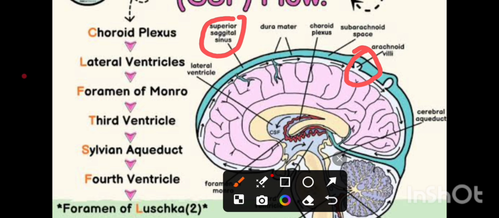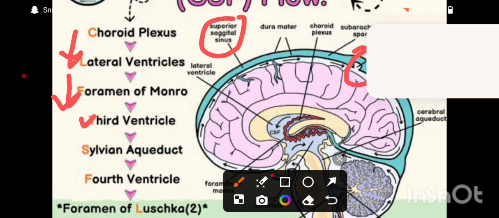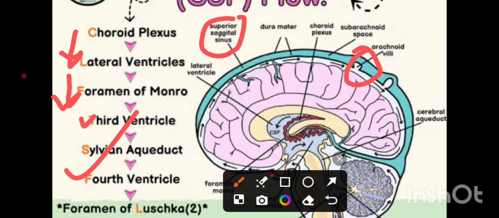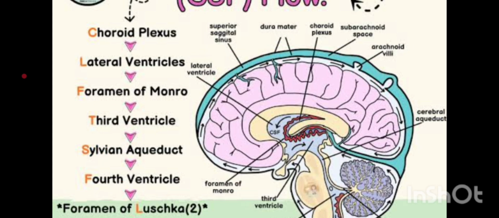So over here we discussed that CSF initially drains from the choroid plexus into the lateral ventricle, then through the foramen of Monro into the third ventricle, then through the Sylvian aqueduct to the fourth ventricle, and then through the foramen of Luschka and the foramen of Magendie into the subarachnoid space. Then at the arachnoid villi it drains into the dural venous sinuses, which include an interconnected network of sinuses. I'm going to discuss this in the next slide.